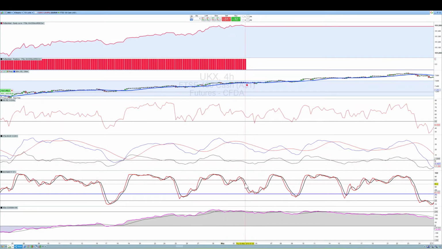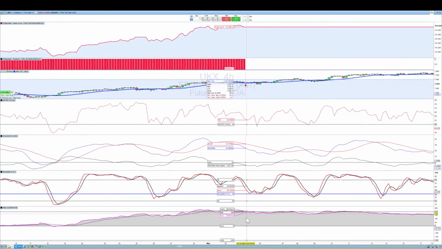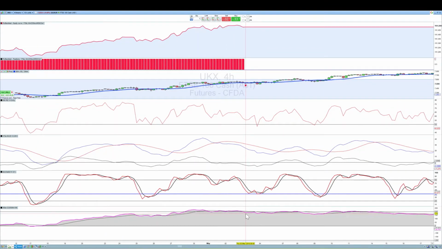The stochastic red line must be below the black line. The stochastic K must be less than the stochastic signal line D. And that must be greater than 20. 20 is this black line here. And lastly, the CCI 350, the pink line, it's a bit hard to see there, that must be greater than 0, and that there is the 0 line.